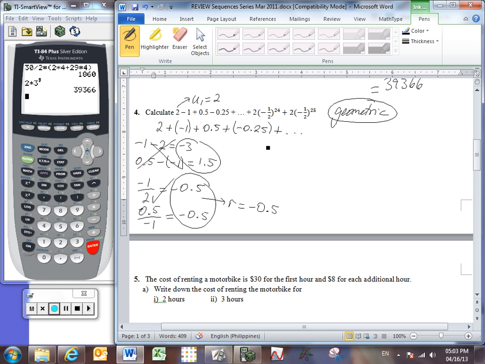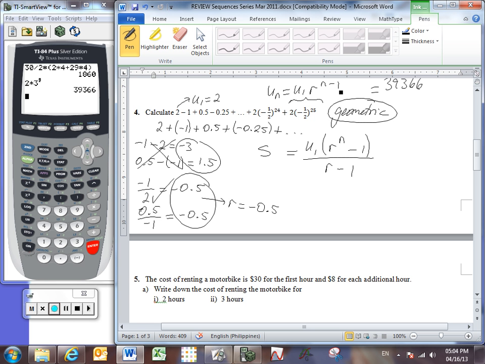But if I want to use the sum of these terms, I need to know not only u1 and r, I need to know the value of n. How many terms are there in the sequence? Well, back in number 2, we did a bit of practice like this. We had a look at the last term, and we know that the last term is the same thing as un, or if you like, it's u1 times r to the power of n minus 1.